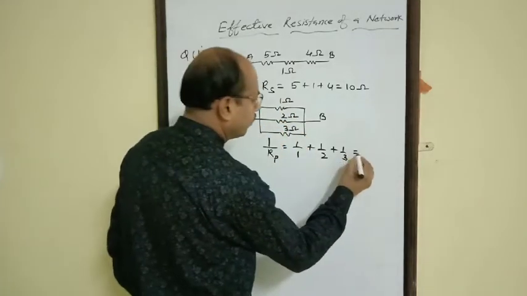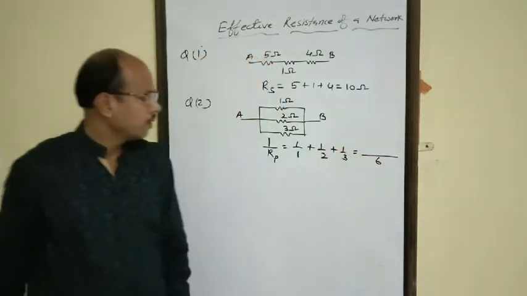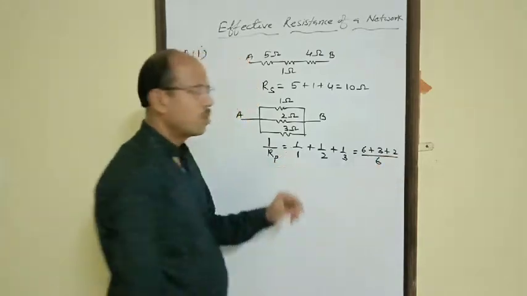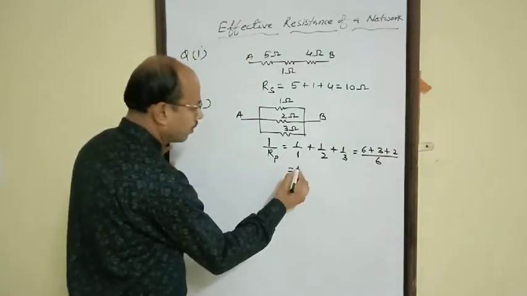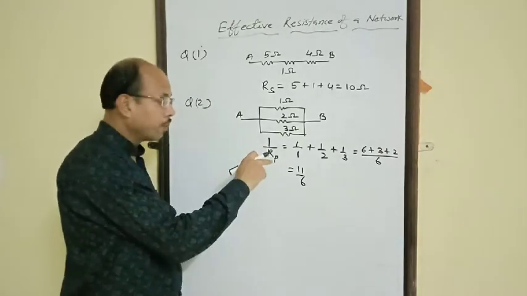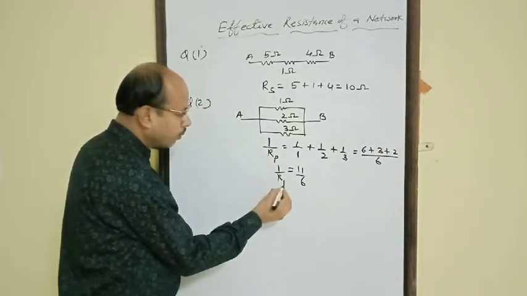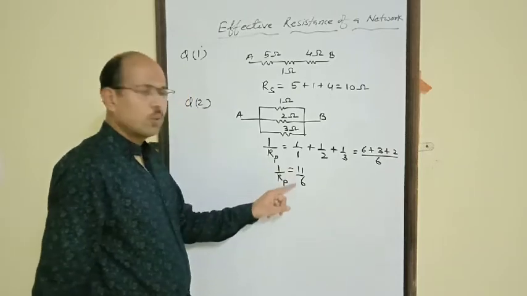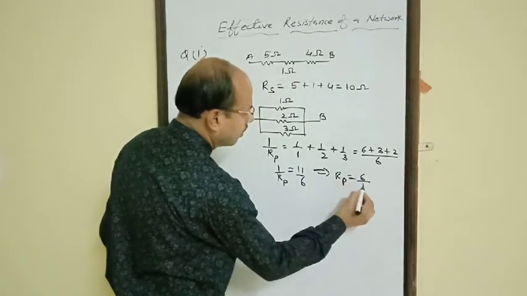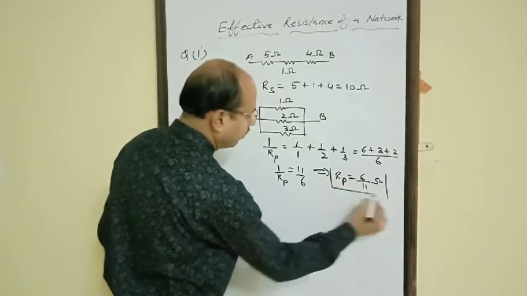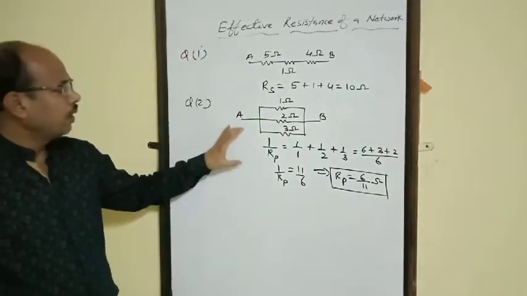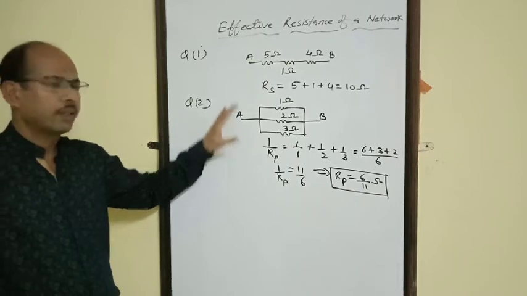We can take the LCM. The LCM will be 6. So here we can write 6, here it will be 3, and here it will be 2. Finally we will get 11 by 6. And this is the value of 1 upon Rp, not Rp. So 1 upon Rp equals 11 by 6, and therefore Rp can be written as 6 by 11. This is the parallel combination. First is series combination, other is parallel combination. I think this is very clear.